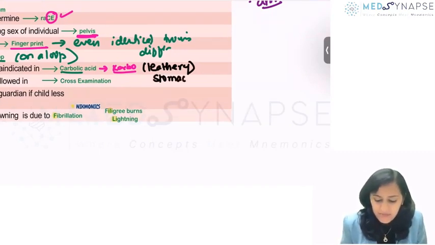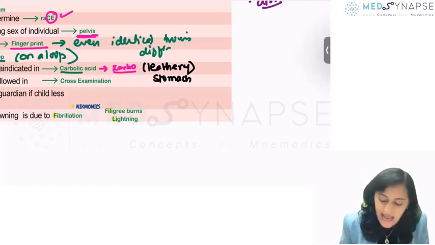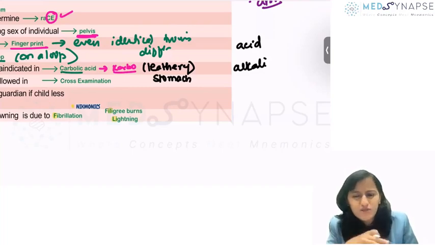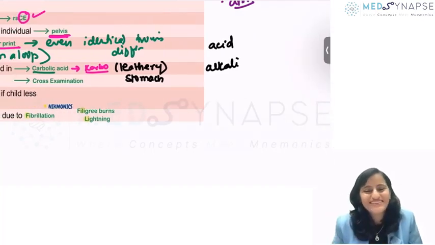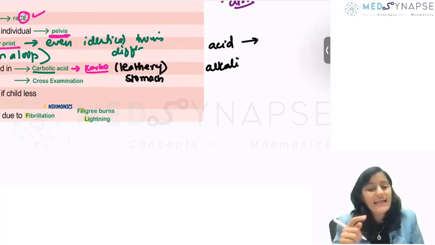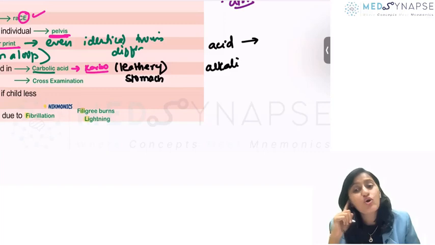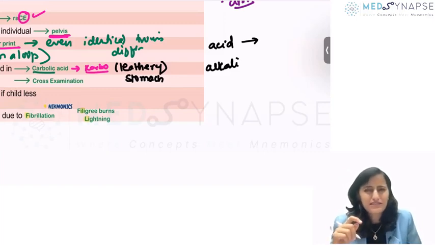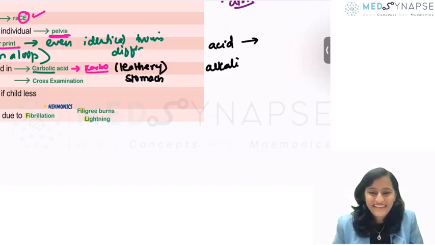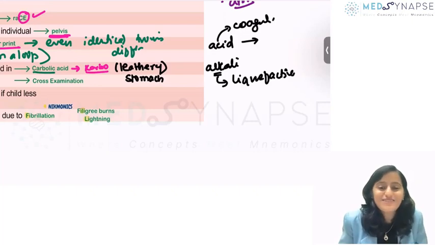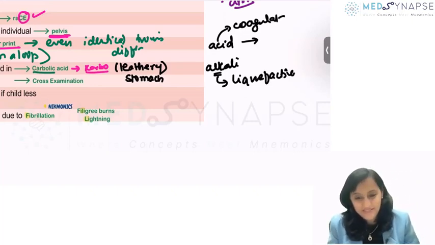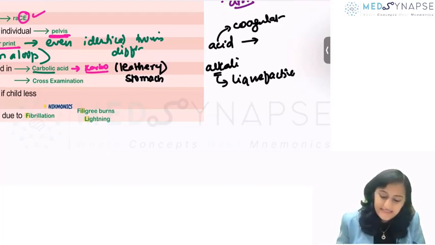Next one that you need to remember is acid versus alkali. Which one is more dangerous, acid or alkali? Which one causes more depth of the wound? Very good, you guys know everything. It is alkali. So alkali causes liquefactive necrosis or coagulative? Remember, alkali is L, it causes liquefactive necrosis. Acid is C, it causes coagulative necrosis. But the exception here is important.